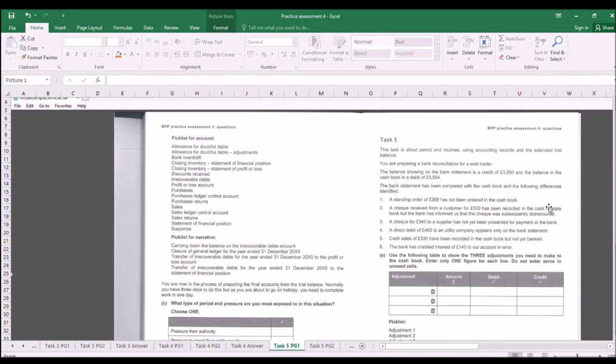Okay, so question 5. Right. Okay, this task is about the period routines using accounting records and the extended trial balance. You prepare the bank statement reconciliation for a sole trader. Oh, that's quite nice. Bank showing a bank statement credit of, right. Let's lay out a bank reconciliation approach here.